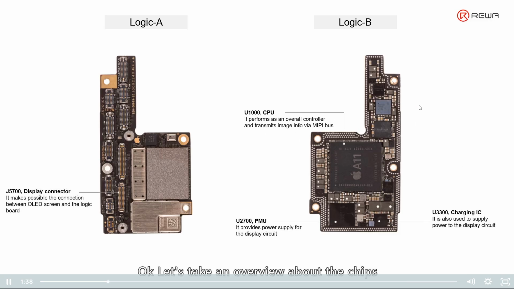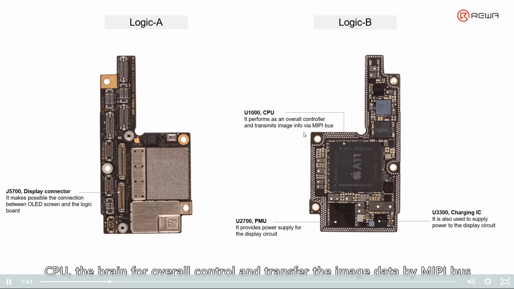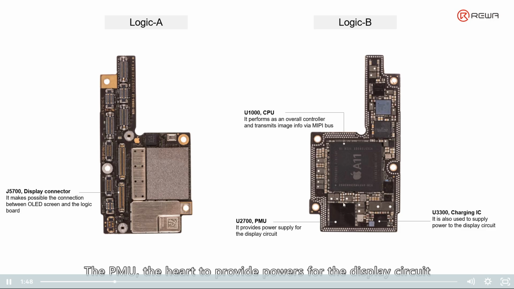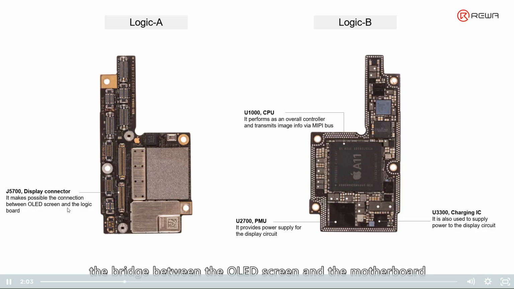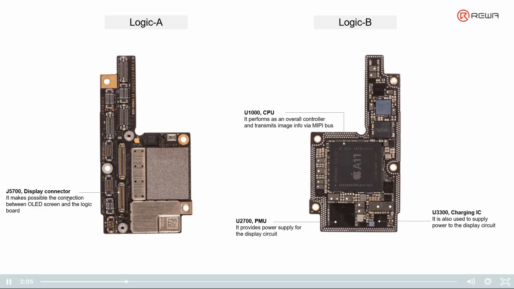Okay, let's have an overview of the chips. The CPU, the brain, is for overall control and transfers the image data by the MIPI bus. The PMU, the heart, provides power for the display circuit. The charging IC also supports providing power for the display circuit. The display connector is the bridge between the OLED screen and the motherboard. So it looks not very complex. Then let's come to the block diagram.